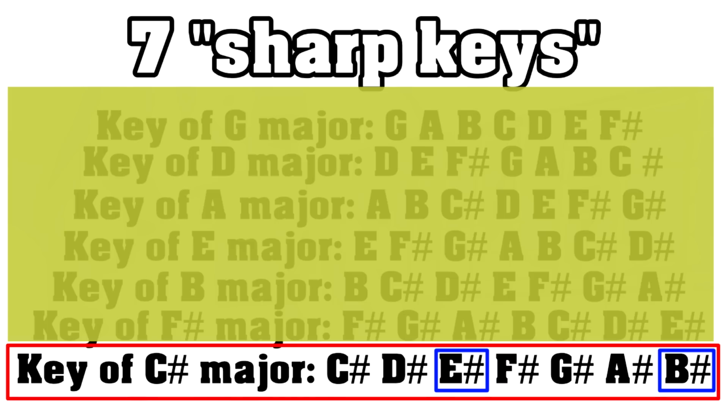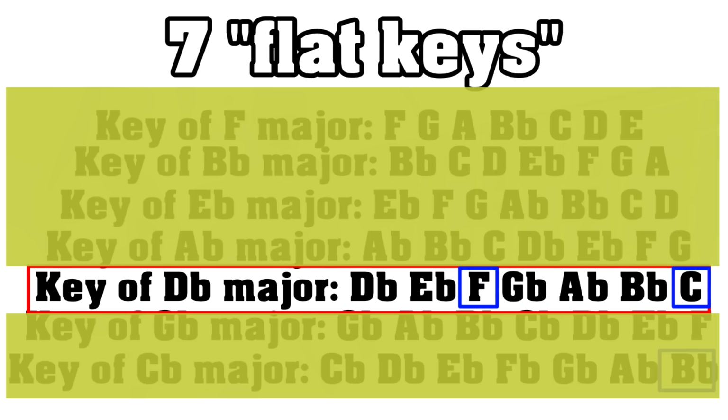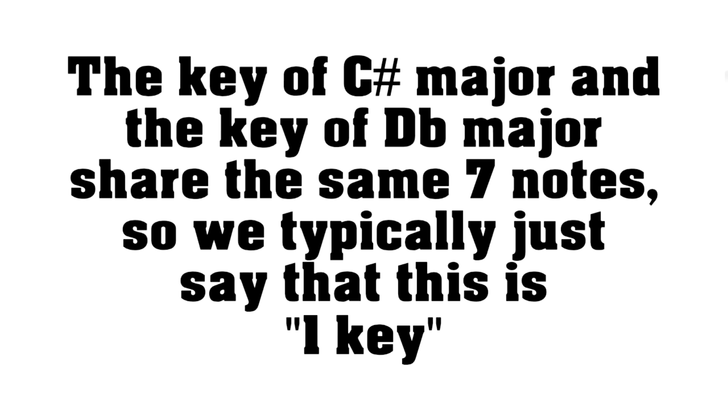Therefore, you could take this key of C sharp major and make it slightly less confusing by instead referring to it as the key of D flat major. For this reason, the key of C sharp major isn't used very often, but the key of D flat major is. So instead of saying that this is 2 different keys, we just think of this as one key. This is known as an enharmonic equivalent key.